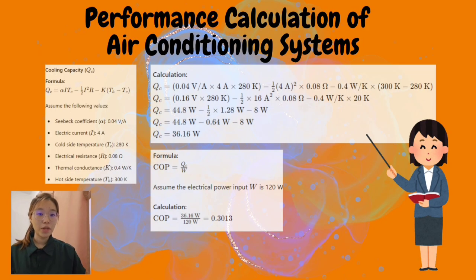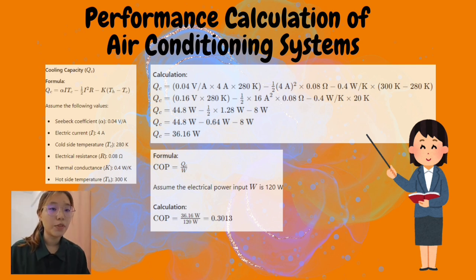We have three main formulas we'll be using: QC, cooling capacity; ZT, figure of merit; and COP, coefficient of performance. Simply put, ZT is the material efficiency in converting heat to electricity. QC measures how much heat the cooler can move. COP measures the overall efficiency of the cooling process.